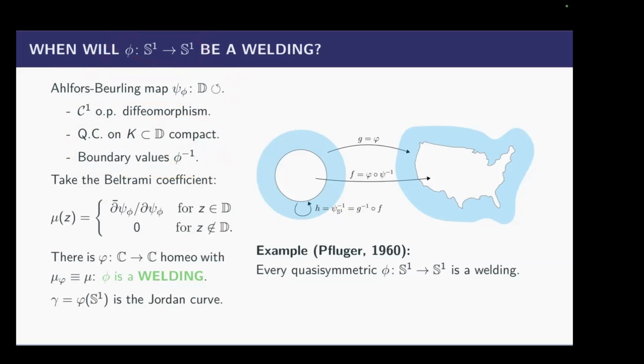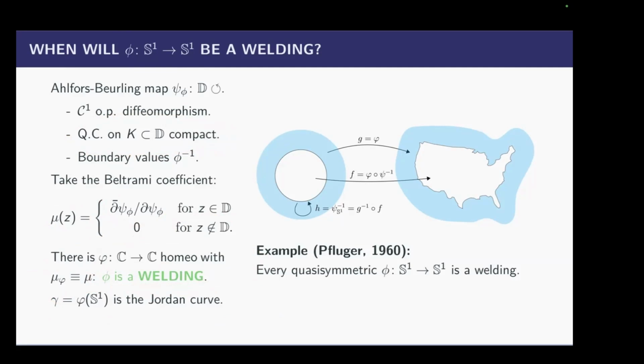Yes? And therefore, you can define a Beltrami coefficient in the following way. In each compact set, you take the usual one, because this map is quasi-conformal, so it's well-defined. And then outside of the unit disk, you take 0. And if there is a global homeomorphism that has this dilatation given by this map, then your mapping is a welding. And the image under this map of the unit circle is the Jordan curve that this welding arises from.